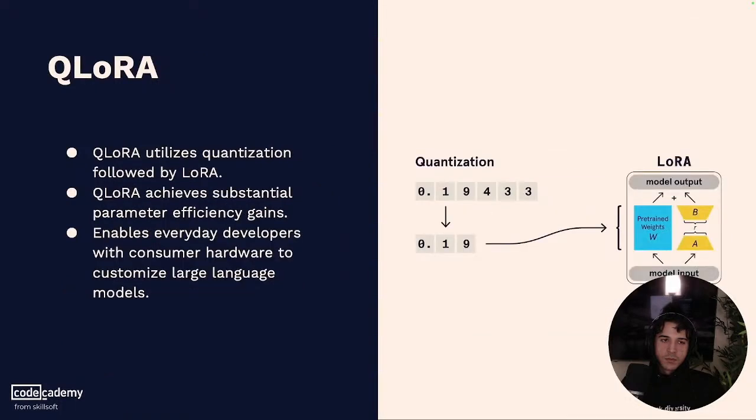Now that we understand the benefits that LoRa and quantization provide, we can discuss Q-LoRa, which combines the two techniques. The process begins by quantizing the model, which reduces its size and computational requirements. Then, LoRa is applied to selectively update a reduced set of parameters within the quantized model. By combining quantization and LoRa, Q-LoRa achieves significant parameter efficiency gains. This two-step process makes it possible for everyday developers with consumer hardware to customize their own large language models.